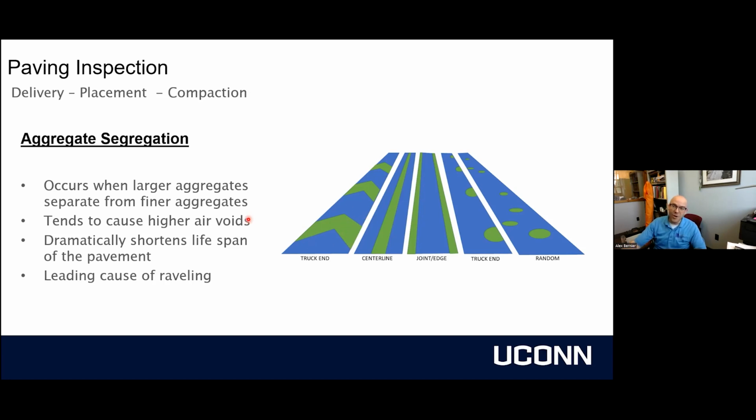And if you're ever really bored, go look at a road. If you happen to know it was constructed without a material transfer vehicle, you'll be able to visually discern each time a truck change happened just from this segregation.